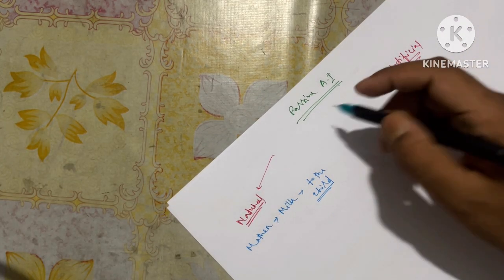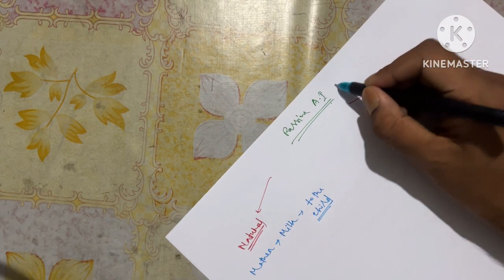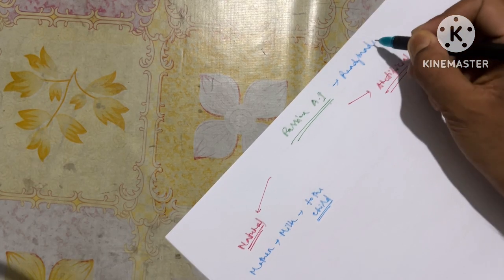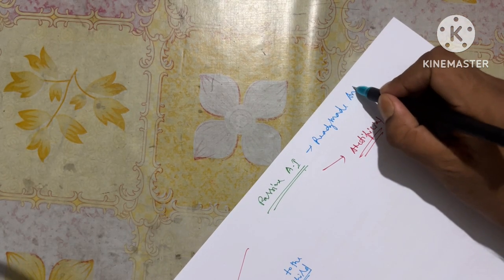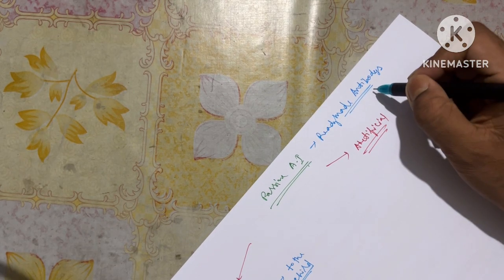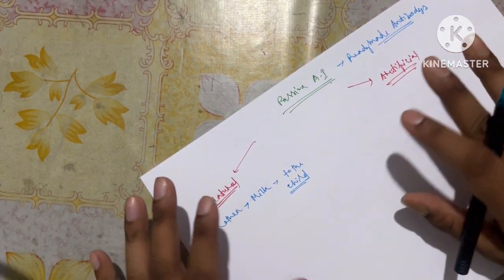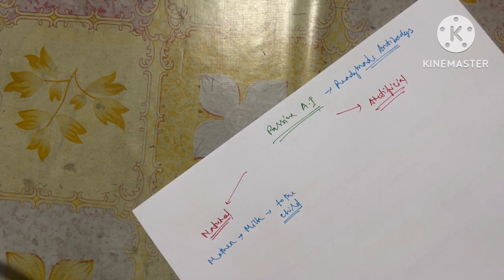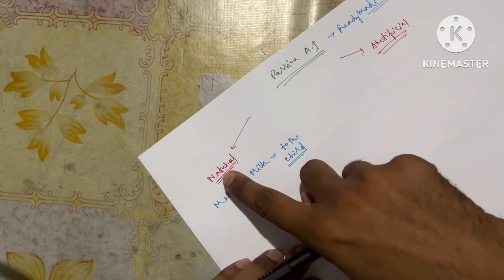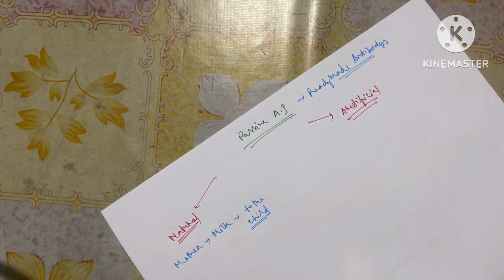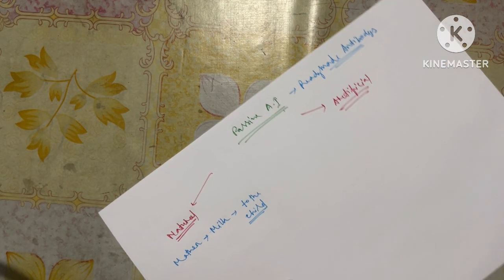We know by definition that passive immunity means ready-made antibodies. We are getting ready-made antibodies. Our body will never make that antibody. So how will we get the ready-made antibodies? From a natural source we can get ready-made antibodies, and from an artificial source also we can get ready-made antibodies.